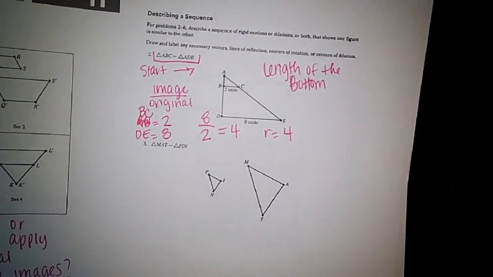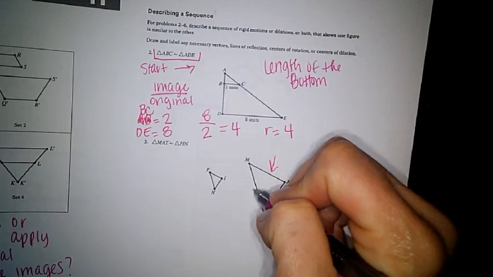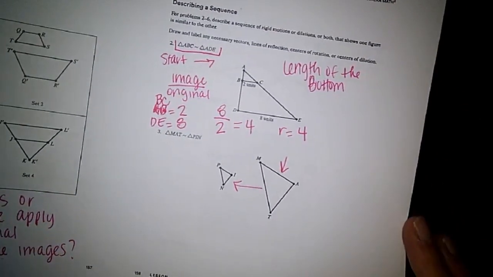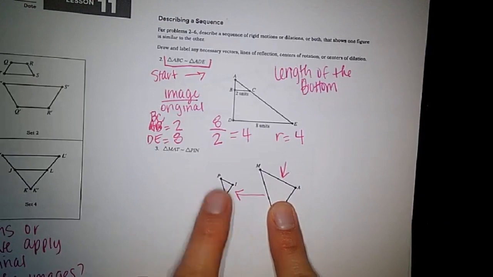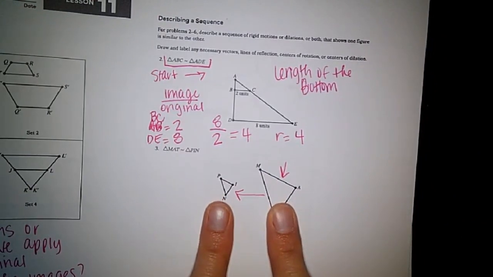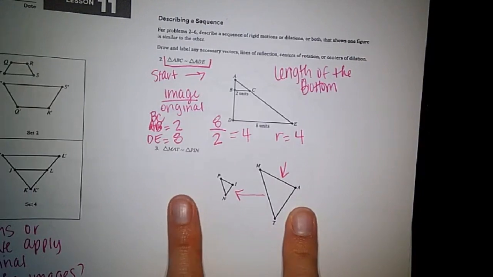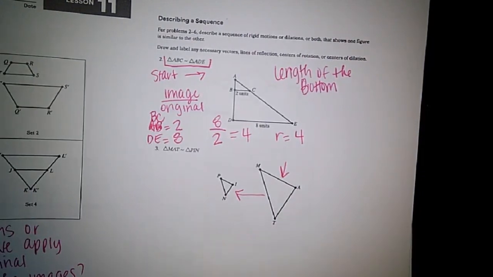They tell us that triangle MAT is going to be similar to triangle PIN. So, big or small? Which one's first? Big to small. So we're starting with this guy and then we're going to this guy. So what's going to happen to make this become this? Translation. Okay, so we're saying two things. We're saying dilation and we're saying what? Translation.